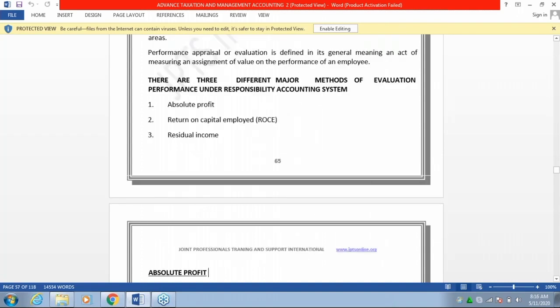We have the absolute profit. If we want to evaluate whether people are working as expected, we can determine that through the absolute profit as planned. Then return on capital employed and residual income.